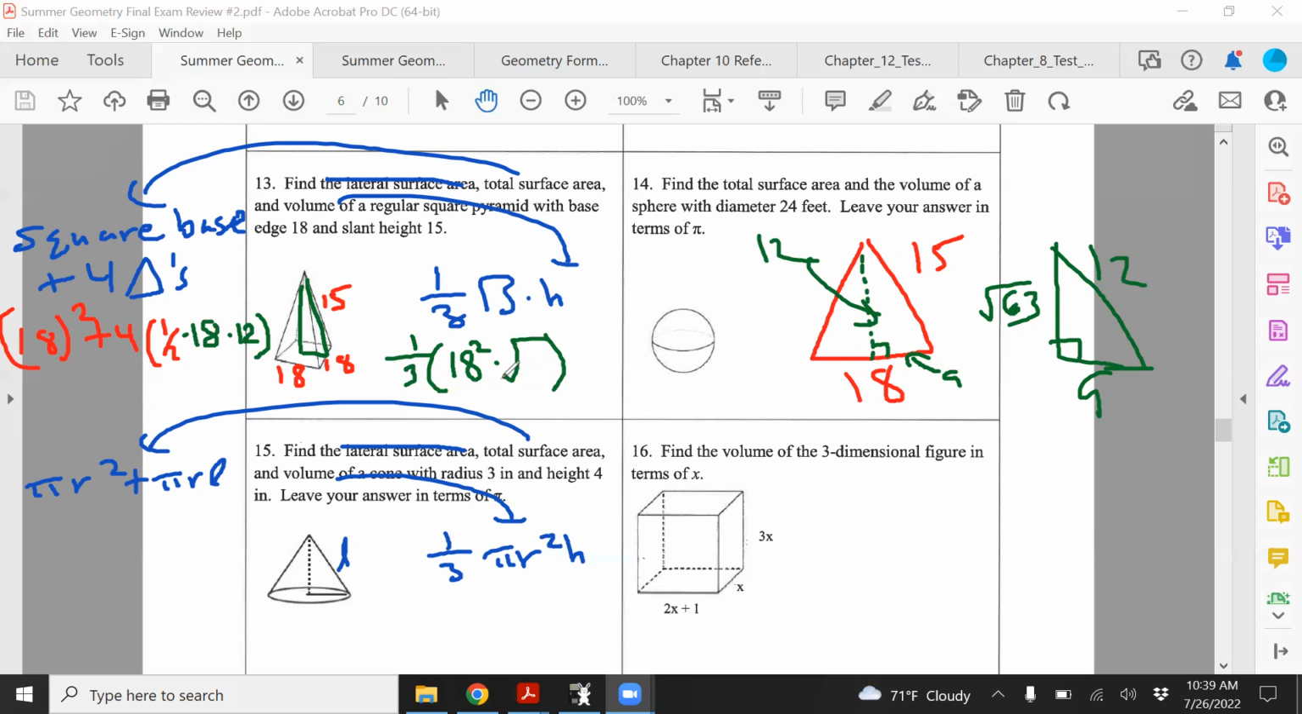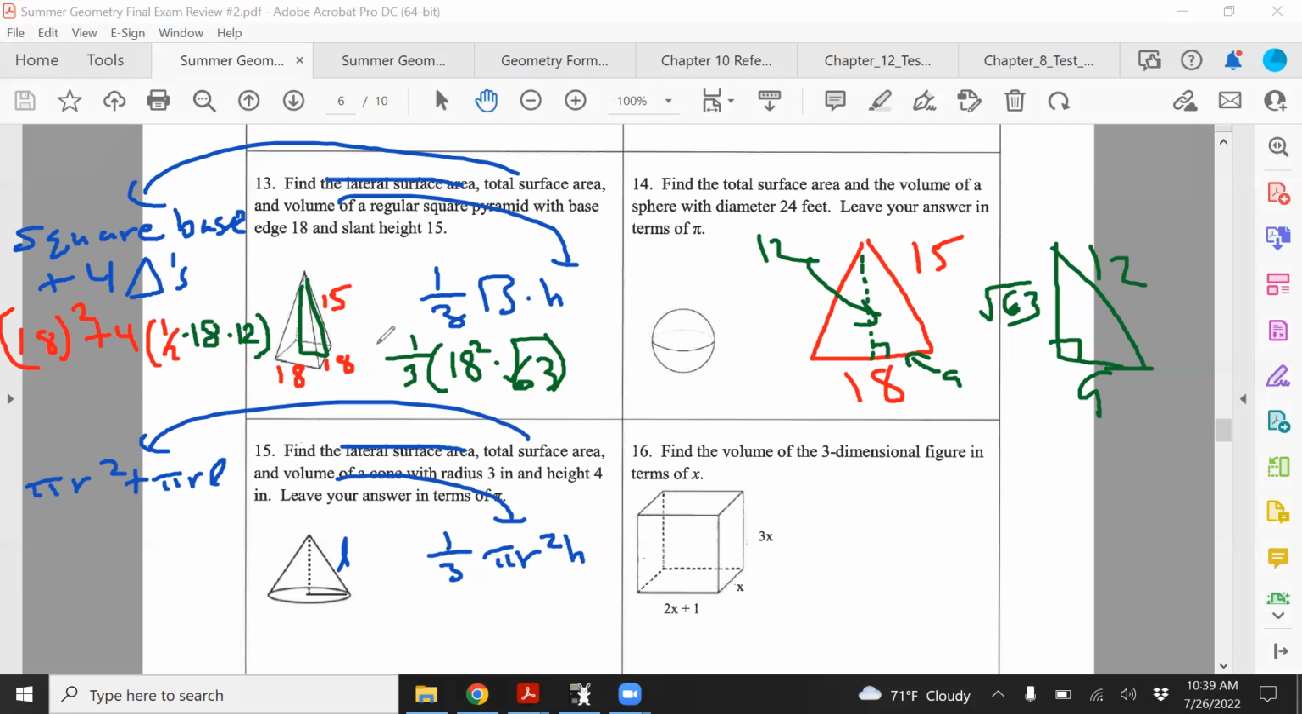Yeah, so that's how 13 is a little too much, I think. Because there's a lot of extra work you have to do. Not quite sure I want to do a problem like that one, so don't worry about something like 13. It's a little much, but you should know the formula and how to use the formula. Square base plus 4 triangles.